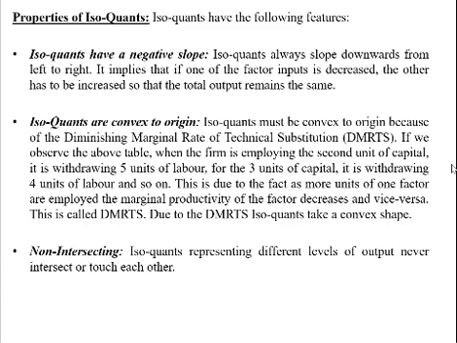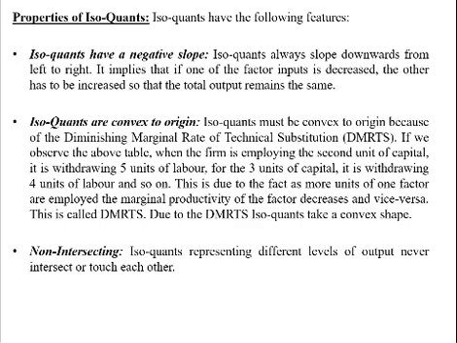Properties. There are certain properties for isoquants. Isoquants have a negative slope. Isoquants always slope downwards from left to right. It implies that if one of the factor inputs is decreased, then the other has to be increased so that the total output remains the same. Isoquants are convex to origin.